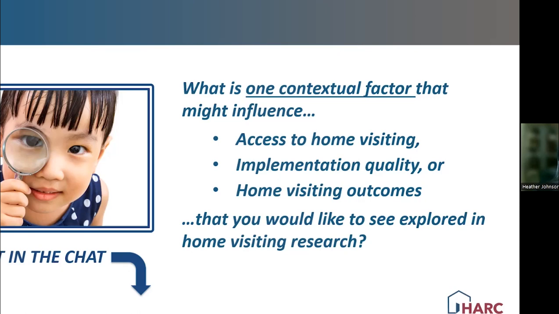I see Jessica chatted in access to community health providers as it relates to referrals. Absolutely. Emily says infrastructure and transportation. Kristen said other resources available in the community. Yeah, absolutely. A lot of good opportunities for research there. So thank you for that.